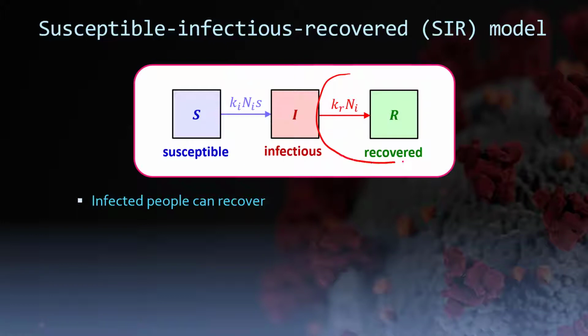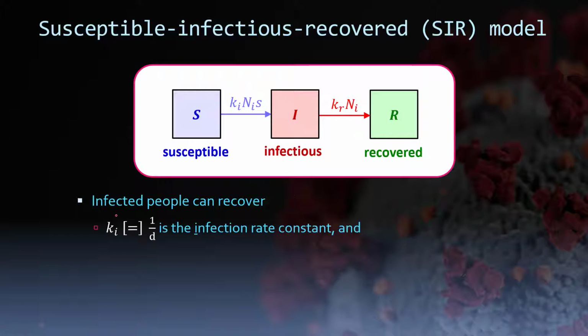And the new thing here is this rate constant and this box, which is for recovered folks. So the thing that we're adding to what we did previously is the idea that people who are infectious eventually will recover. And that happens with a rate constant, Kr, which is the recovery rate constant. To get the rate, that's multiplied by the number of folks, Ni, who are in box I. Like I said, the main assumption is infected people can recover.